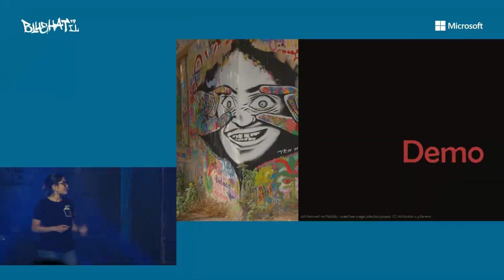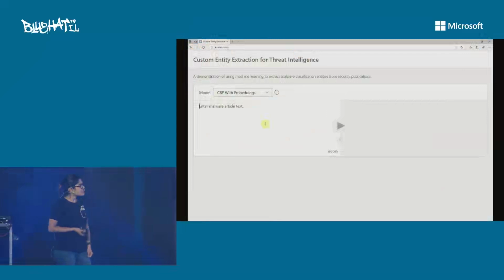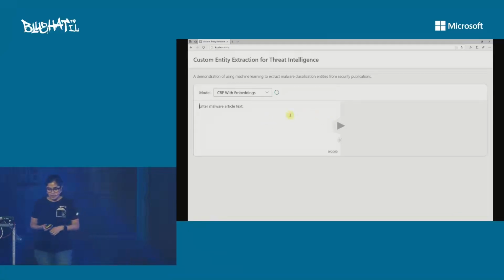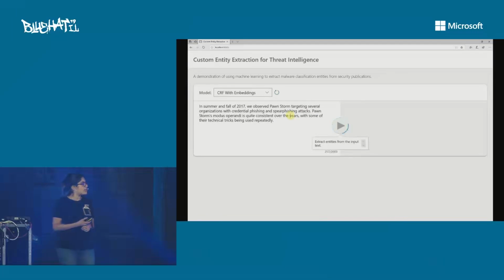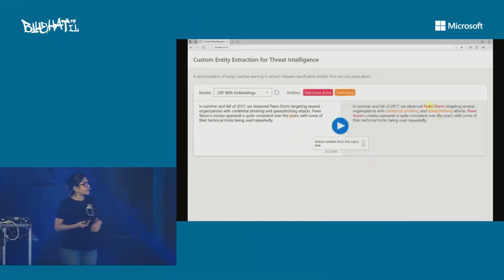All right, it's demo time. So this is just a toy web application that was created. I'll be entering text into the text box, blobs of text from other white papers and stuff, and we'll see when I run the model on it, the entities get extracted. All right. So here we can see that PawnStorm, which is also, I think, an alias for APT28, the algorithm correctly identified all instances of the actor as well as the techniques that it's using.